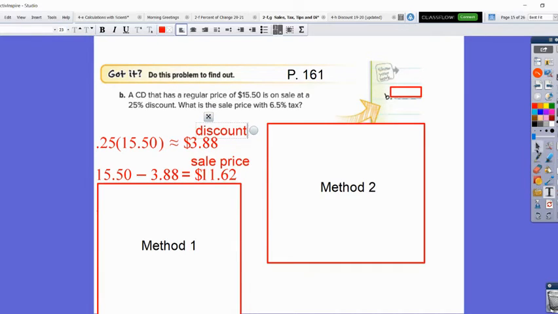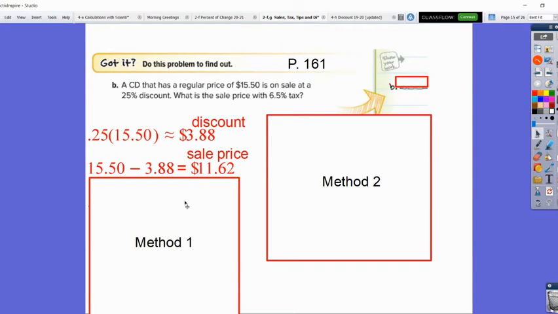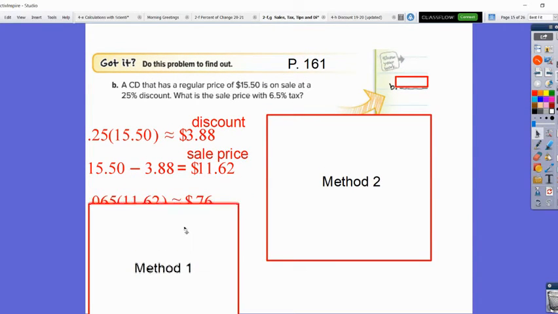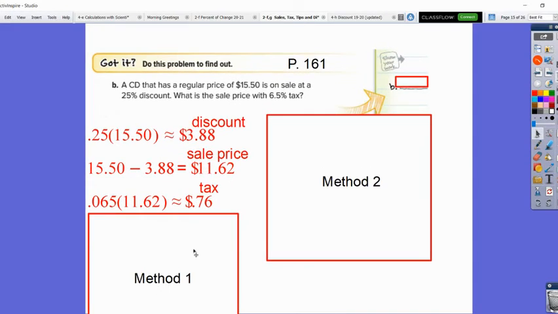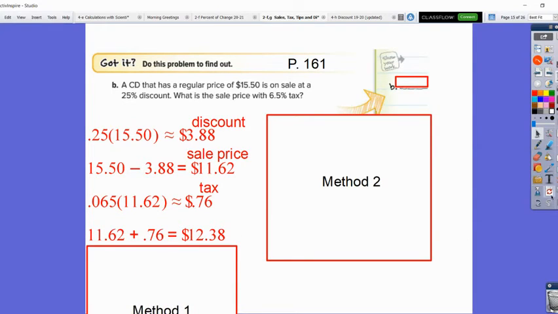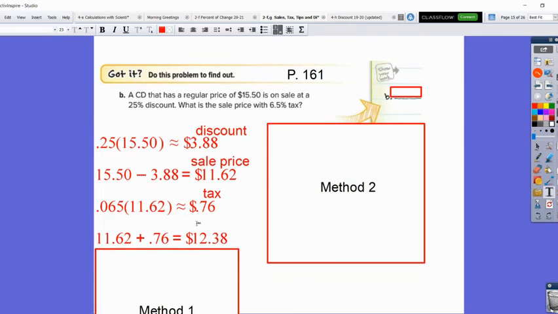The next thing we're going to calculate is this 6.5% tax that's added on. So that's 0.065 times 11.62. The sale price is what you pay the tax on. So this is the tax. And this is added to the sale price because tax is added on. And so the final price, this is what you have to pay, the sale price plus the tax.